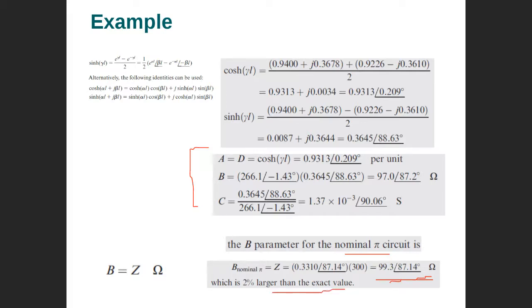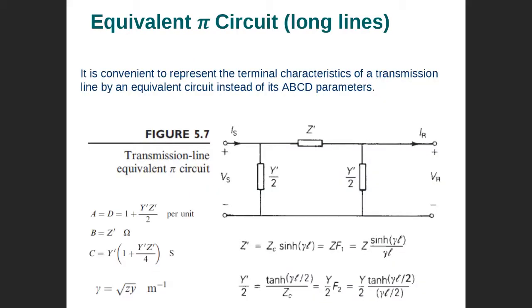Remember now, what we do with this cosine hyperbolic, sine hyperbolic, is that we want the exact value. If we just make it Z, only Z, not Z prime, then we call it the nominal pi circuit. So this is Z prime here, as we mentioned, how you find the A, B, C, D parameters and how you calculate Z prime. This is the way we calculate Z prime.